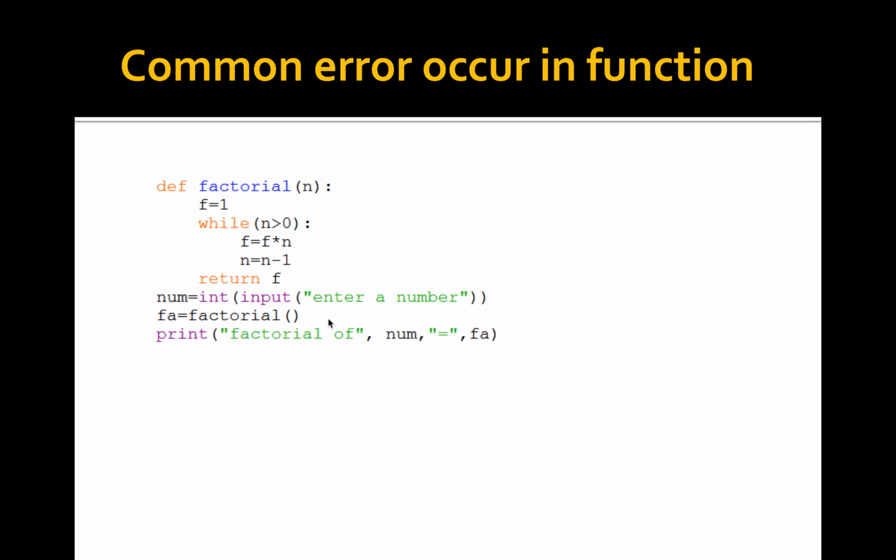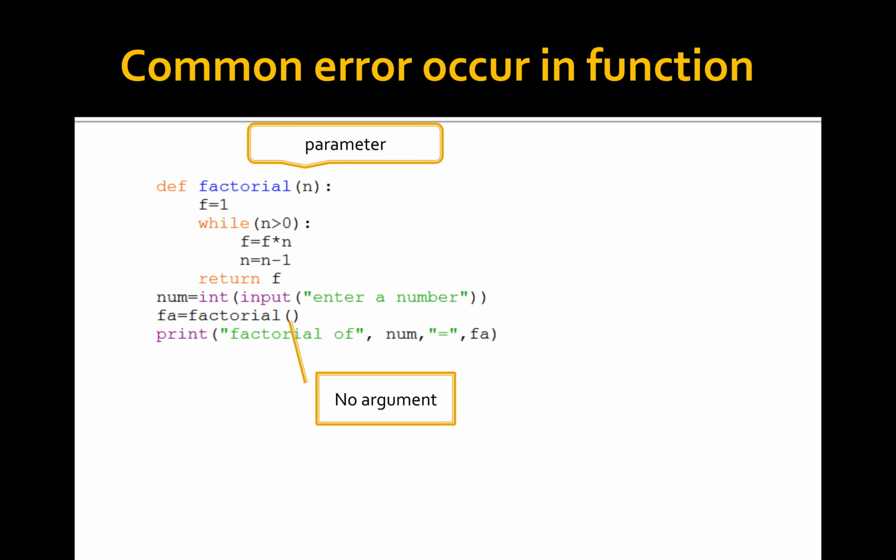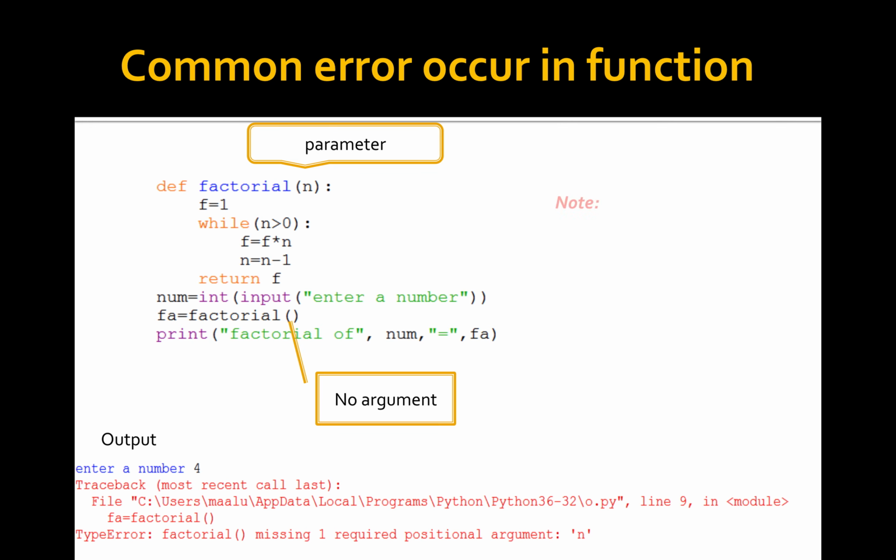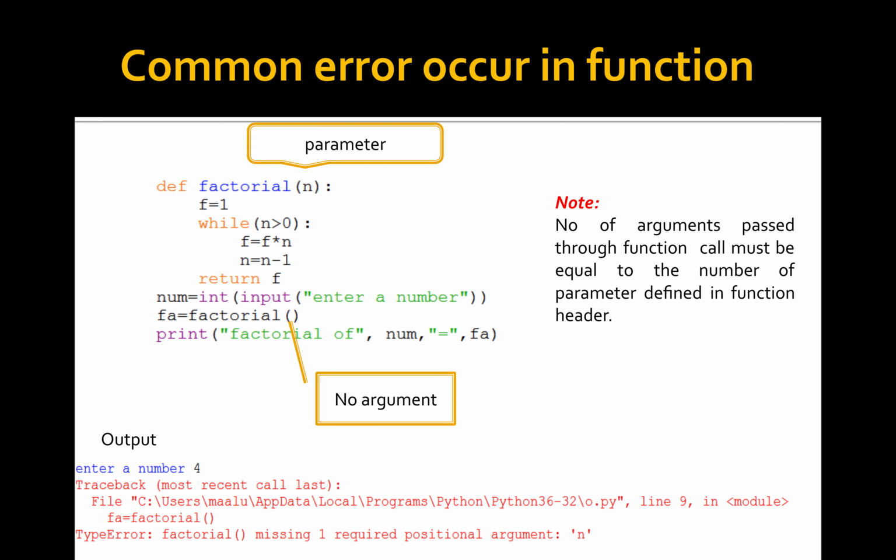One more thing. Here is one of the common errors that occurs in functions. In the factorial call, no argument is given, but in the function header one parameter is given. So this causes a TypeError in Python, because the number of arguments passed in the function call must be equal to the number of parameters defined in the function header. Otherwise it will cause a TypeError. So when you are writing functions, you must be careful about these things.